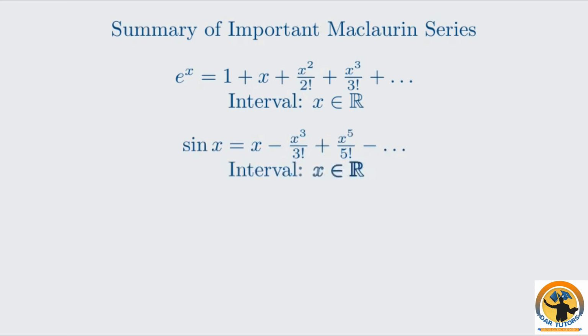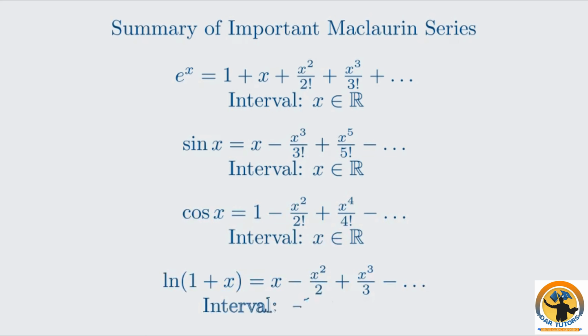Next, sin x. Its series is x minus x cubed over 3 factorial plus x to the fifth over 5 factorial, and so on. It also converges for all real numbers. Then cosine x. Its series is 1 minus x squared over 2 factorial plus x to the fourth over 4 factorial, and so on. It too converges for all real numbers.